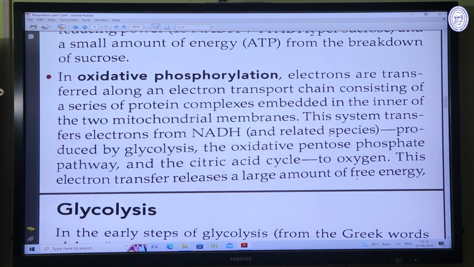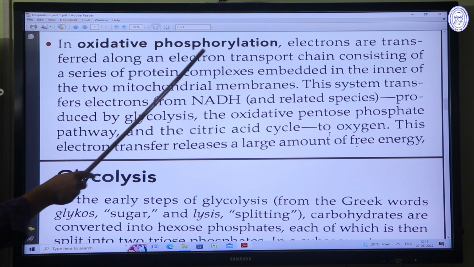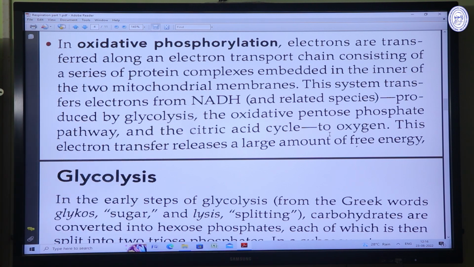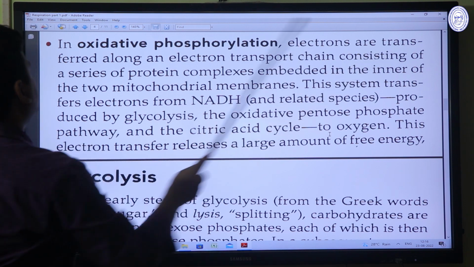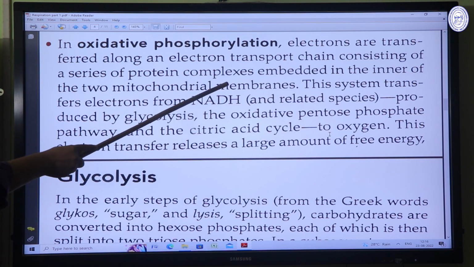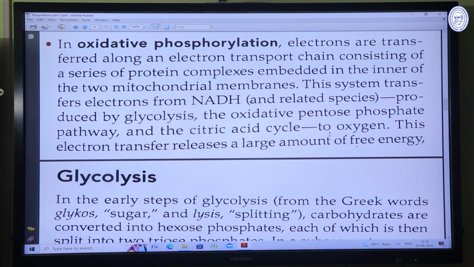Okay. And in the fourth step, that is in oxidative phosphorylation, what happened here? Here actually electrons are transferred along an electron transport chain consisting of a series of protein complexes which is embedded in the inner of the two mitochondrial membranes. So, citric acid cycle and oxidative phosphorylation both will happen in mitochondria, one in mitochondrial matrix and oxidative phosphorylation in the inner mitochondrial membrane.